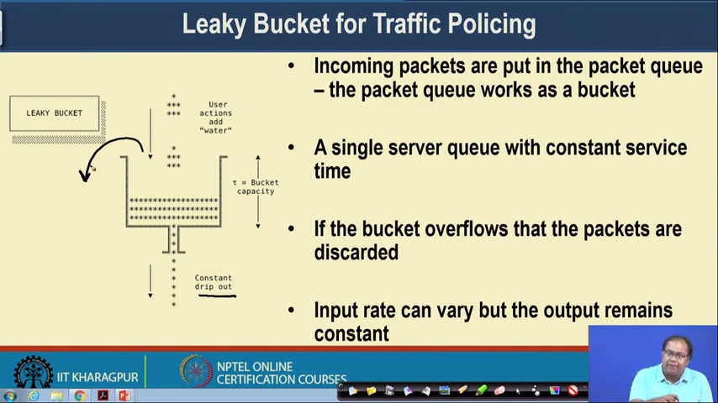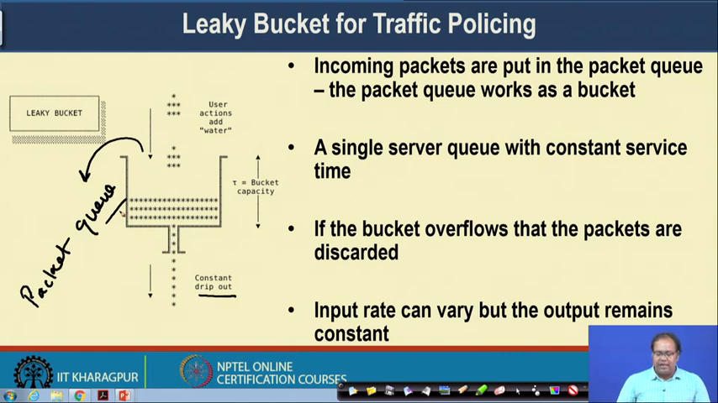If you are exceeding this much capacity at a time, then you drop the additional data packets, and the size of the hole determines at what constant rate you will send the packets to the output queue. So, that is the idea of the Leaky Bucket algorithm. Incoming packets are put in the packet queue.